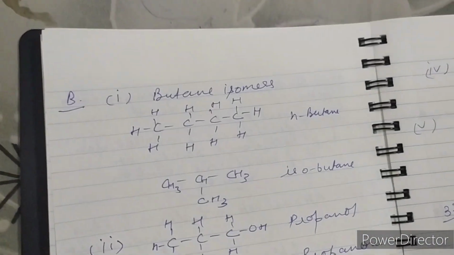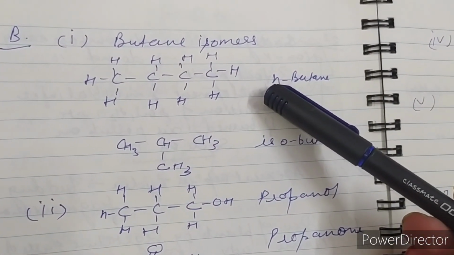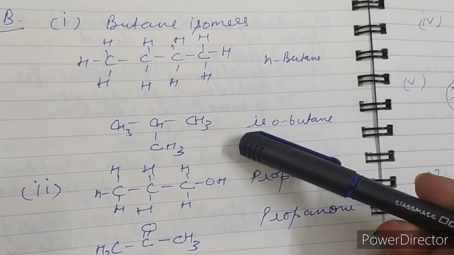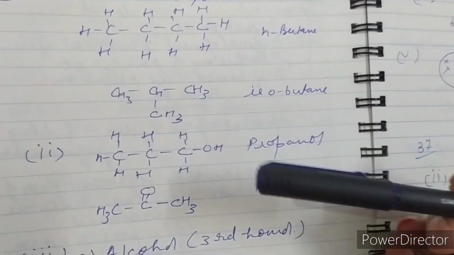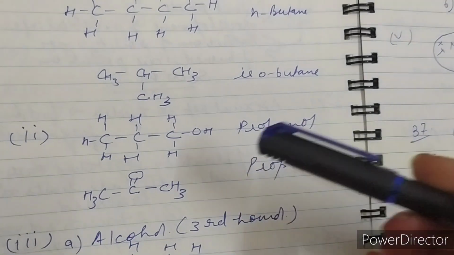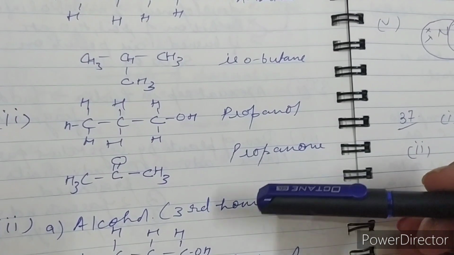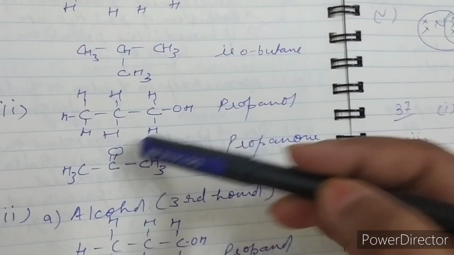Next, you have to draw the two structural isomers of butane. So number one is n-butane, normal butane, and second was isobutane, that is 2-methylpropane. They have asked you to draw the structures of propanol. So this is the structure of propanol. 3 carbon atoms are there, and an alcoholic group is there, and propanone, a ketonic group, is there.